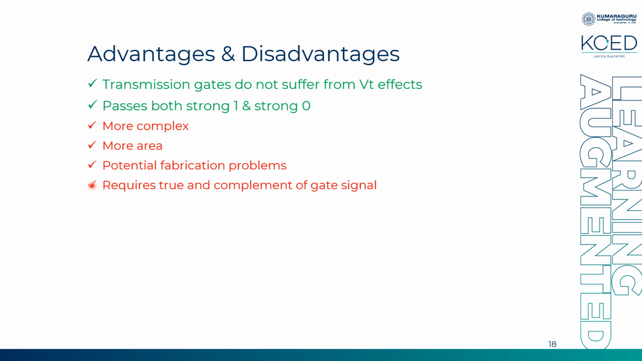And one of the points here, which cannot be sounding as a great problem, but it is a problem when you design and when you fab it, is that it requires true and complement of gate signal. So whenever I design a very big system or a very big circuit using transmission gate logic, it is my duty to give both true and complement as a control signal.